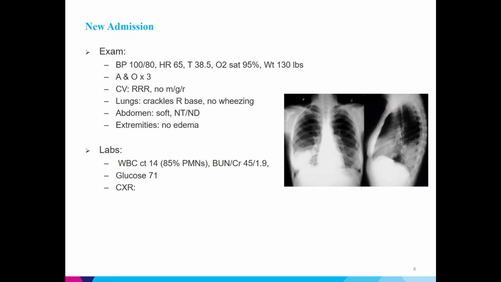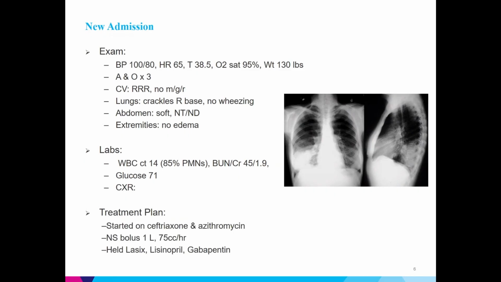His basic blood work done on admission is notable for a complete blood cell count with a white blood cell count of 14 with 85% PMNs in left shift and a creatinine of 1.9. His glucose is 71. And on the right is his chest x-ray, consistent with what we heard on exam of a right lower lobe consolidation.